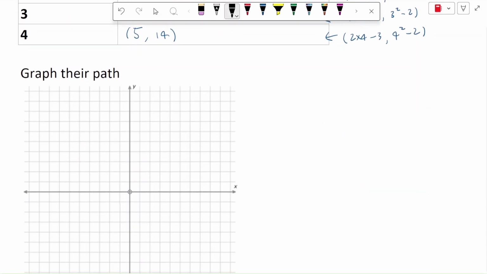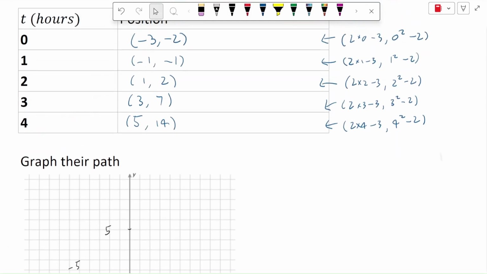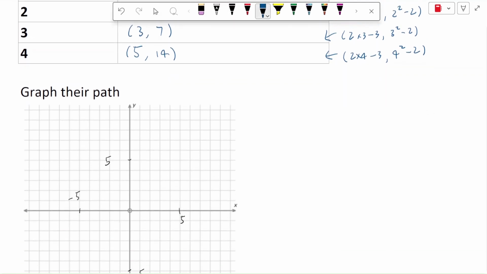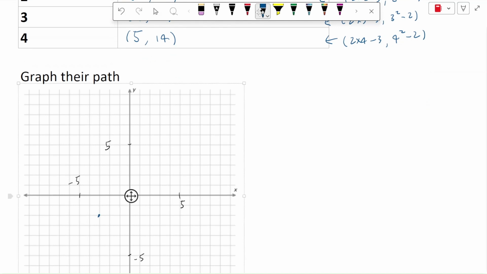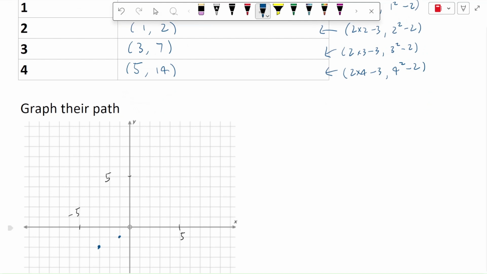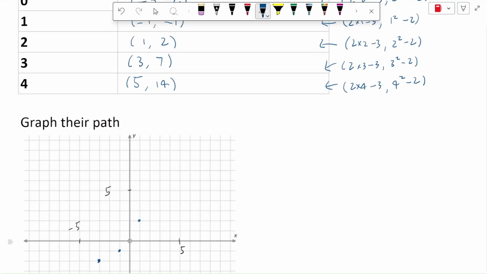Next we can graph their path, so we're just going to chuck our usual scale on here, going up to 10 each way. We won't be able to fit that last point on there, but we should get the idea of what this looks like. So we've got to put in this point at minus 3, minus 2, which would be down here. And then we've got minus 1, minus 1. And then we've got 1, 2, 3, 7. And the last one, if we could fit it in, would be at 5, 14. So it would be up there-ish.